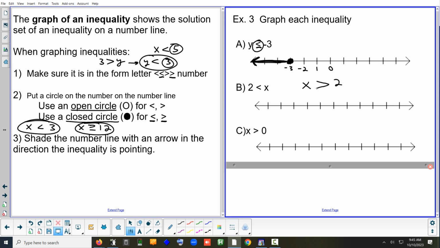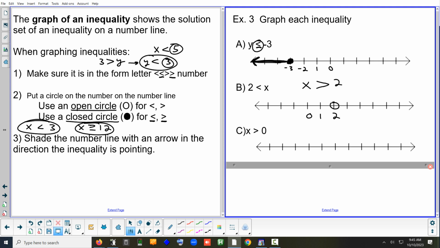So step 2, we need to put a circle on the number line. So I'm just going to this time, you can number more or less. I'd say as long as you number a few numbers like that, that's fine. Okay, what kind of circle do we need on 2? Open circle. Right, this is an open circle because it doesn't have the line under it. No line under it, no filling in the circle. So open circle on 2.